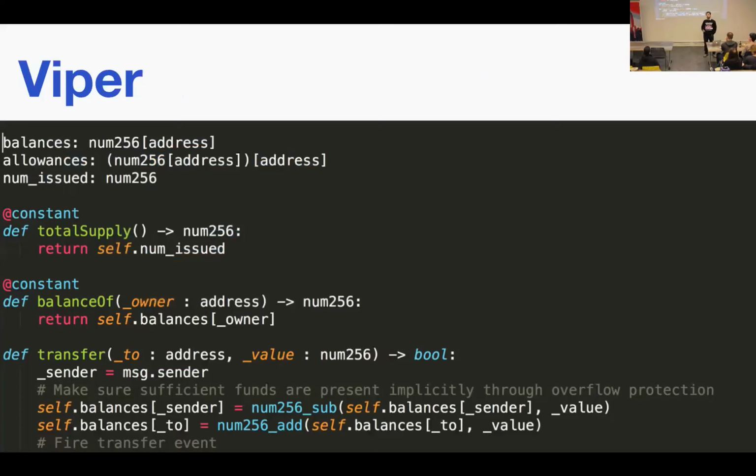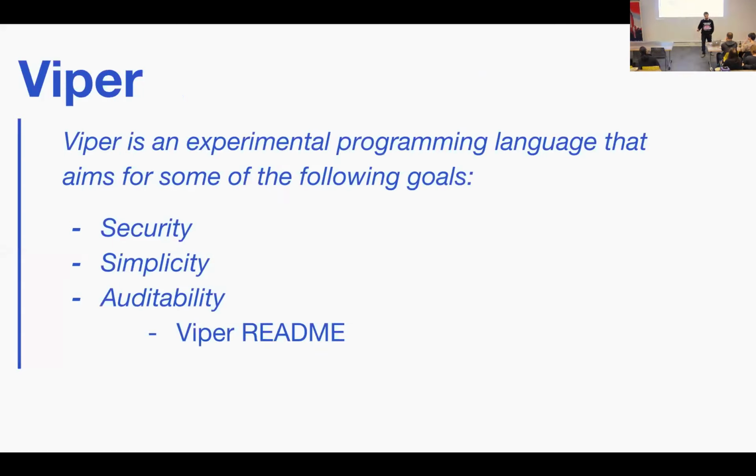Viper is the spiritual successor to Serpent. It is another Python-esque language. It's an experimental programming language that aims for some of the following goals: security, simplicity, auditability. It is in the process of being formally specified. I'll talk quickly about that a little bit later, but I'm very excited about the future of Viper.